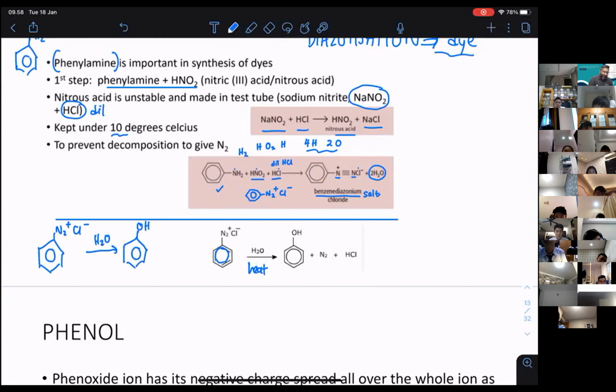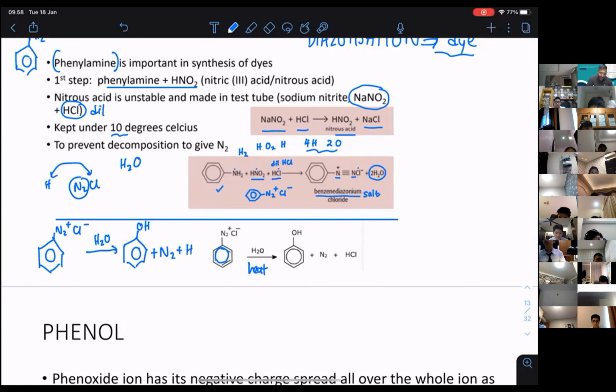Earlier you have the N2Cl, and do remember there is H also, and there is also the reaction with water. Nitrogen will come off over here, and the rest is this H and Cl, so H plus HCl. In the reaction, one of the H from the H2O comes over here, and the OH goes over here. That is why you have the H2O. I hope you understand.